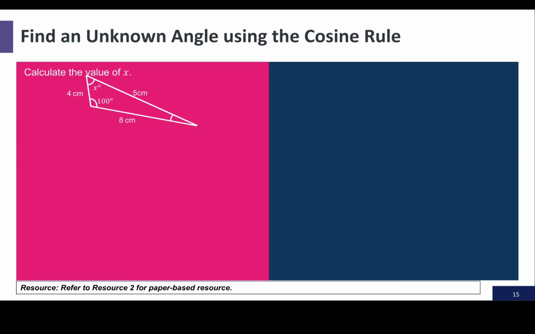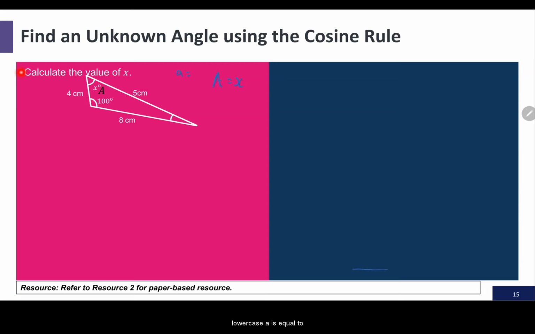Next example. So this time, we're asked to calculate the value of x, and we're given this 100 degrees. So in this question, I could use the sine rule. But because I've got all three sides, I'm going to use the cosine rule. So my first step is to label the sides and the angles. Now we're trying to find x, so it makes sense to label that with a capital A first. So capital A is equal to x.